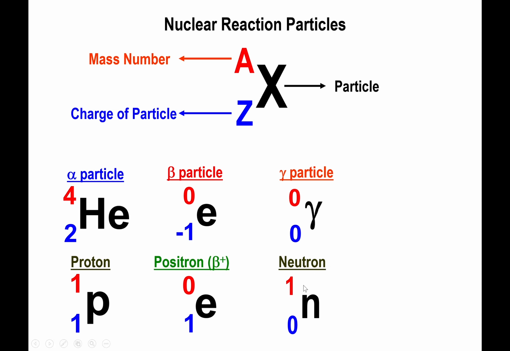Neutrons. Neutrons don't have a positive or negative charge, so the number on the bottom left corner is 0, but they are part of the nucleus, so every single neutron you have is going to have a mass number of 1.